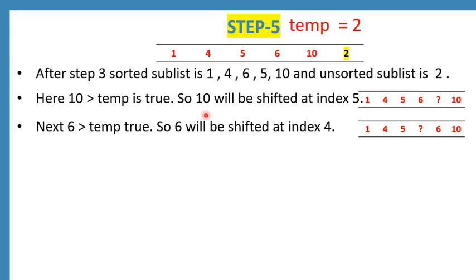Now what will happen? 6 and 2 will be compared, again the sorted value is greater, so 6 will go to index 4.